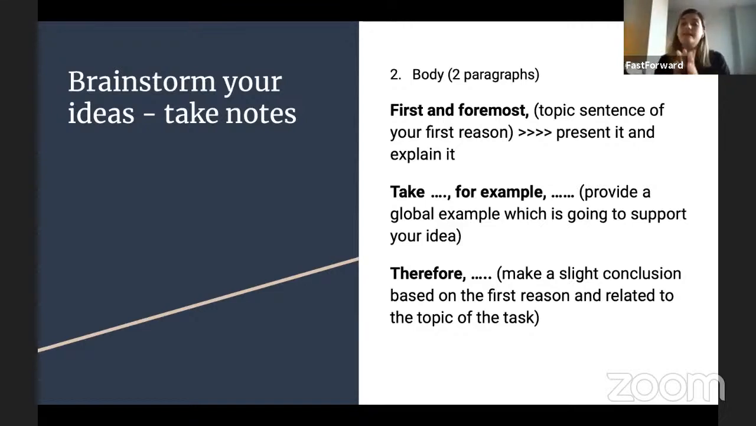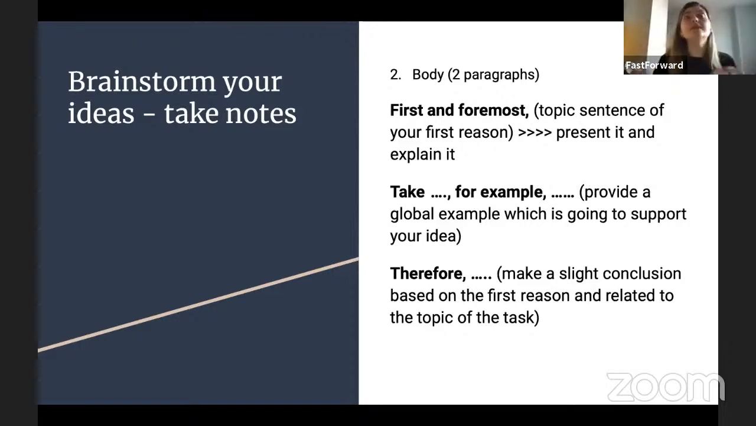Once I put that linking structure at the beginning of my paragraph, after that, guys, it's very important that you understand how to arrange your body paragraph. Your first sentence after first and foremost should be your topic sentence. What does topic sentence mean? It's your first reason, the main sentence saying why you agree or disagree. That's exactly one of those points in our brainstorm. After you present this topic sentence, your second sentence is you explaining why.